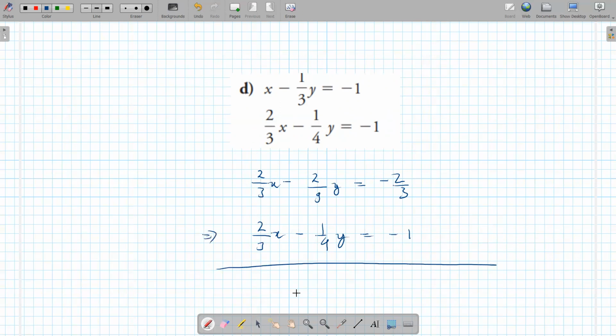Do we add them or subtract them? You subtract them. So again, do this in a calculator. Negative 2 divided by 9 minus negative 1 divided by 4. So I get 1 over 36y equals negative 2 divided by 3 minus negative 1 equals 1 over 3. Now what do we do? We're trying to solve for y. You multiply by 36.